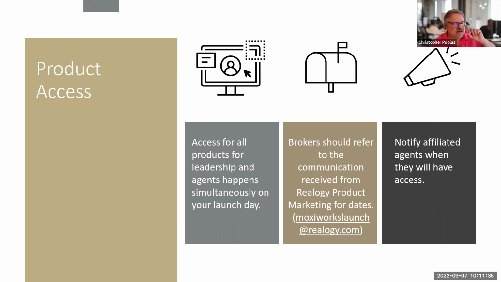And some of these will appear as they come. So you may see Moxie Present will appear usually first, and then you'll see Engage, and then you'll get websites, and you'll see them going there. So that'll unfold as time goes, based on those dates that were communicated to your office. So check with your broker on that if you need more information.